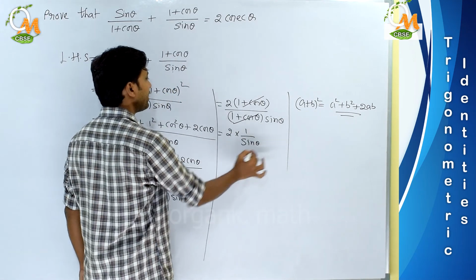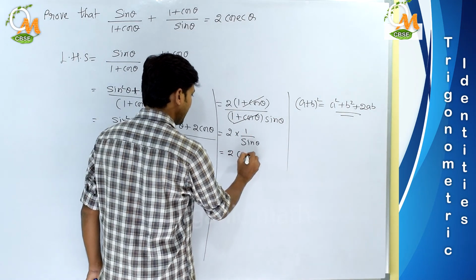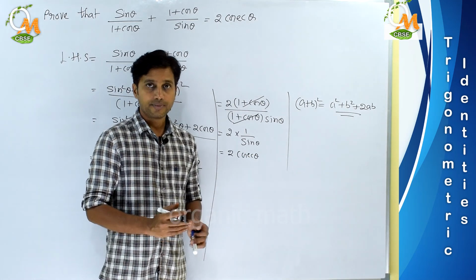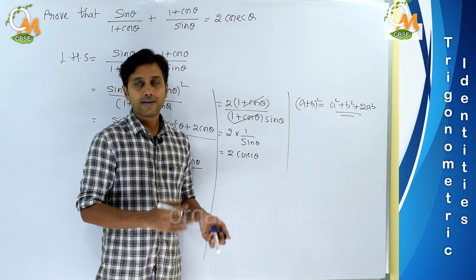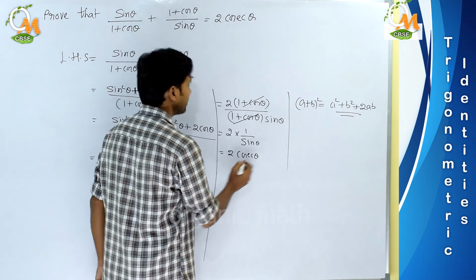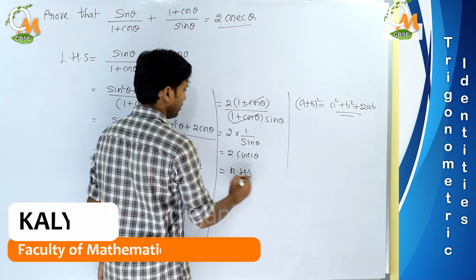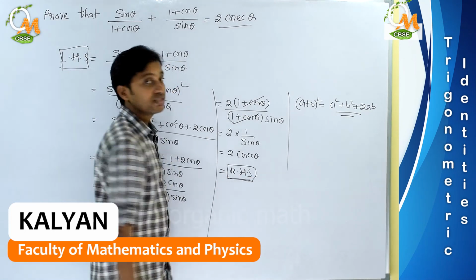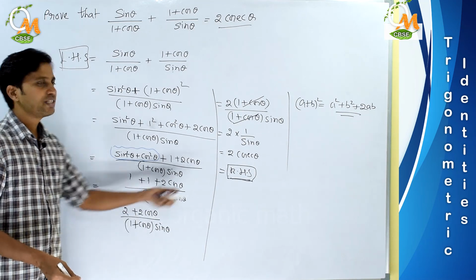Now how can we write 1 by sin theta? Is it cosecant theta or not? 2 into cosecant theta, because sin theta and cosecant theta are reciprocals of each other. So sin theta can be written as 1 by cosecant theta, and 1 by sin theta is cosecant theta. So here 2 cosecant theta. I think we obtained our required RHS. We took the LHS part and obtained the RHS part successfully just by taking the LCM of the given expression and simply solving it. Understood?